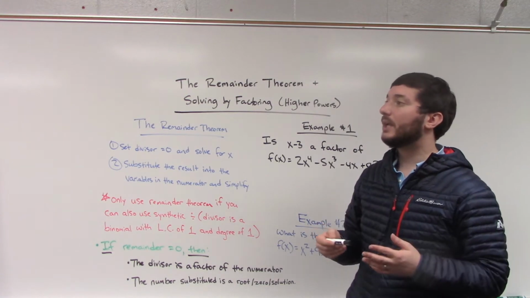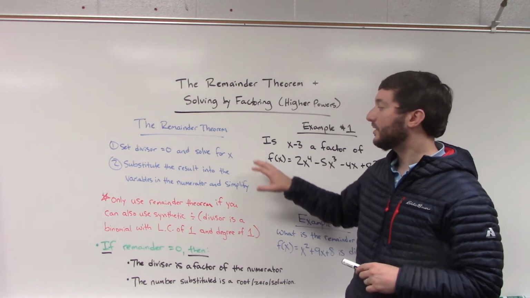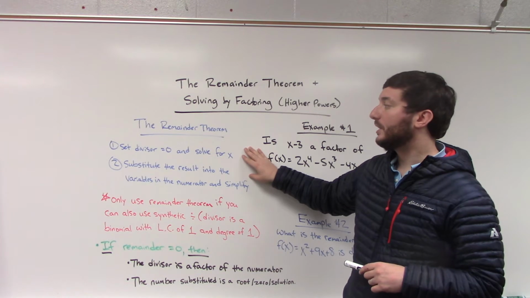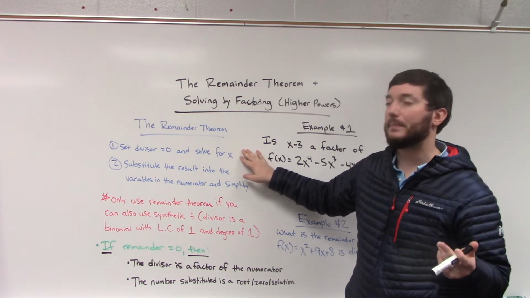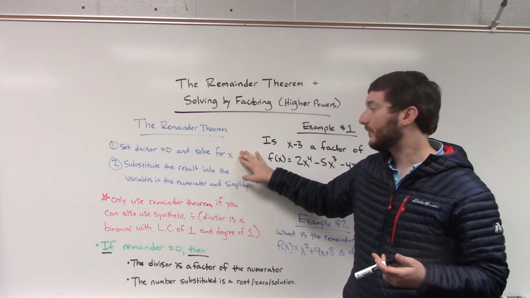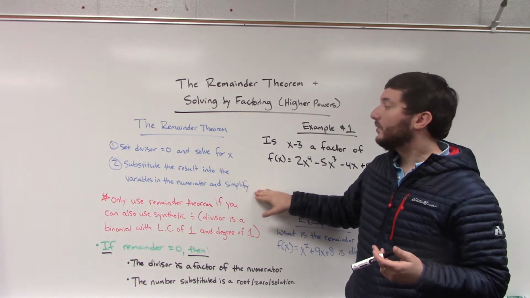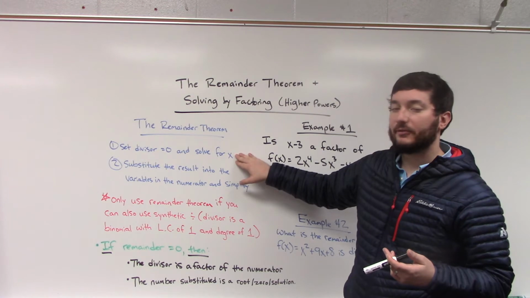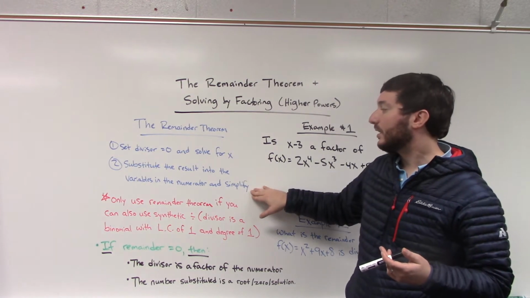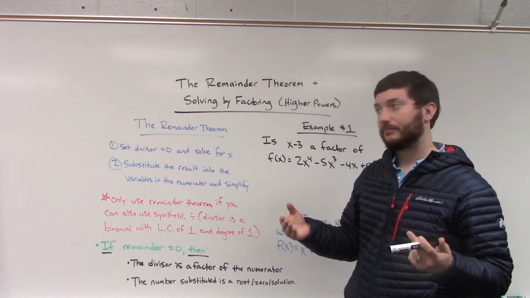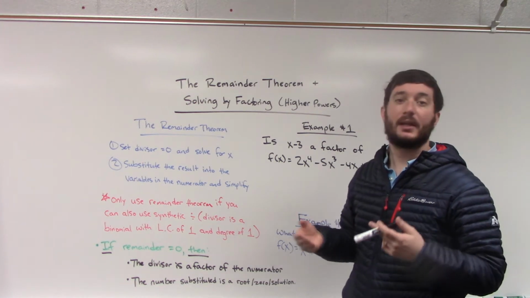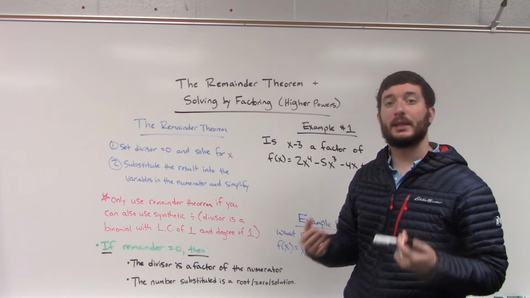But when you can use the remainder theorem, there are 2 basic steps, and those are listed here. We're going to set our divisor equal to 0 and solve for x. This is something similar that happens in synthetic division. What we're going to do after that is take whatever number that we find there and plug it into our numerator or our dividend, the thing that we're dividing from. That will actually tell us what is the remainder for our problem.